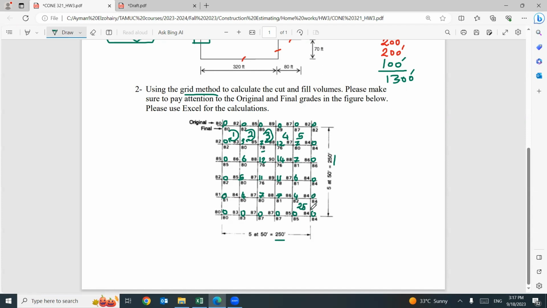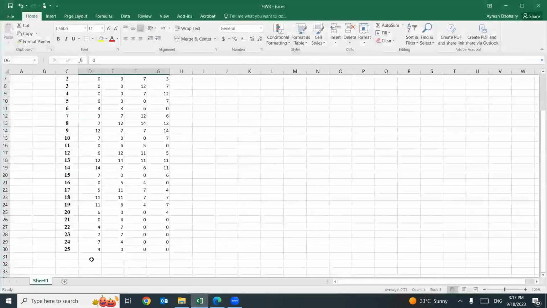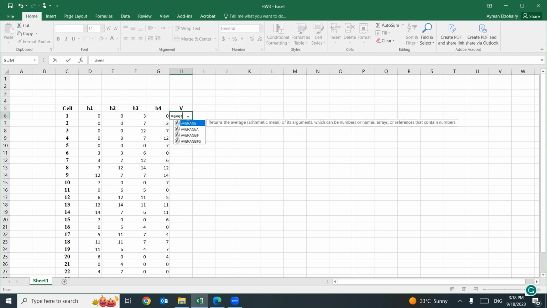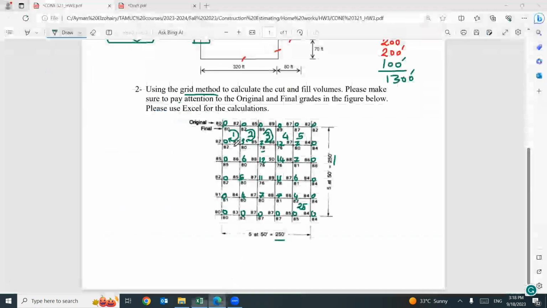So if you look here, for example, this is cell number 25. I will put 4, 0, 0, 0. Does that make sense? So this method depends on we need to get the volume for each cell. Your volume will equal the average for these numbers, these heights, I need to get the average. This average must be multiplied by 50 by 50, which is the area of each cell.